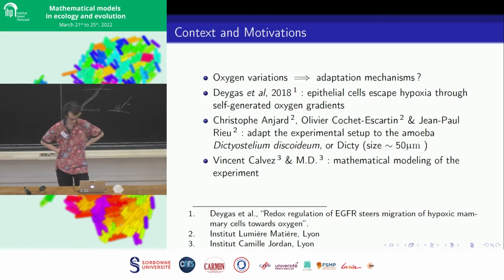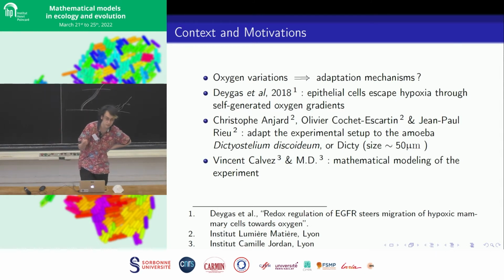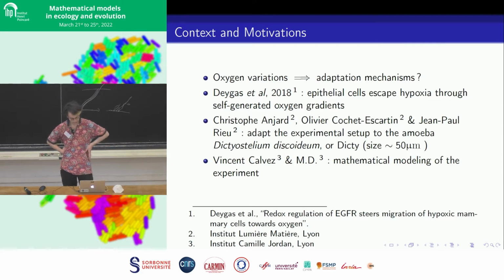So a little bit for the context and the motivation of the work. In nature, in real biological systems, cells are often exposed to enormous variations of oxygen. For example, in human tissue, you have variations from 1% to 20%, and this naturally raises the question: how do cells adapt to these variations? And so Mete and others in 2018 came up with a very nice experiment where they showed that cancer epithelial cells escape hypoxia through self-generated gradients. We have talked a bit about self-generated gradients this morning, but I will explain it again later on.